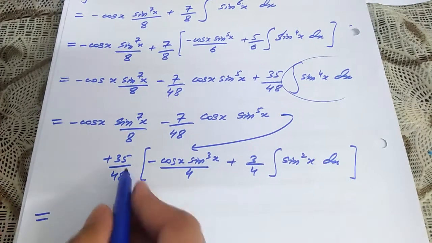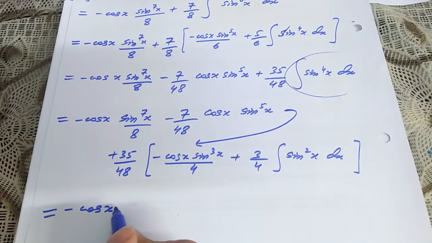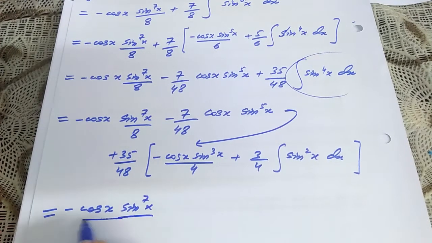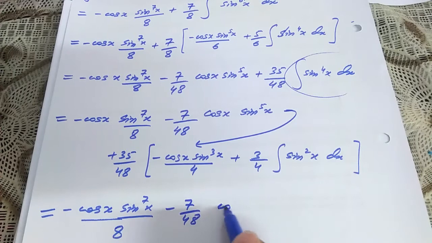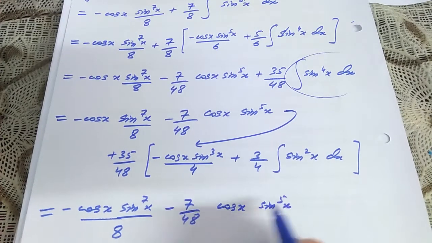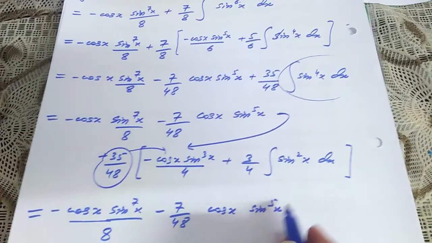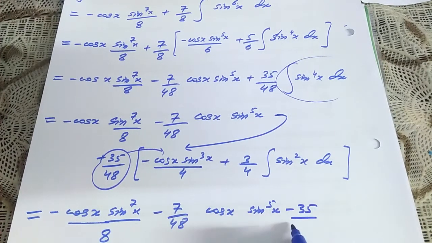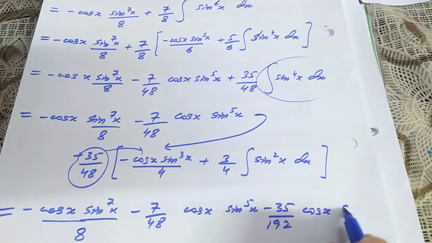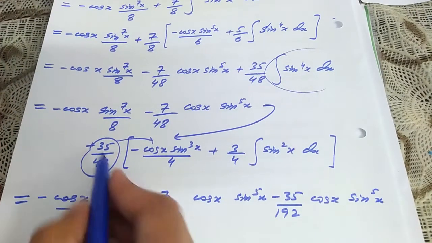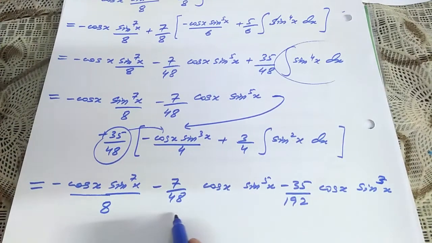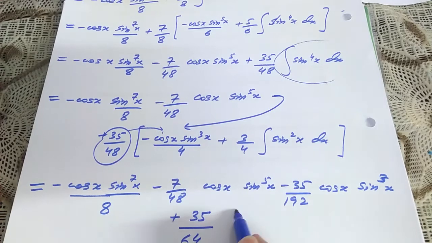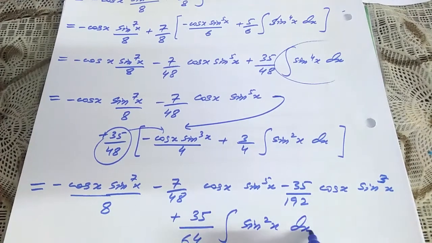Now open this bracket, we'll get minus cos of x sine 7x over 8 minus 7 over 48 cos of x sine 5x. Now multiply this 35 over 48 inside, we'll get here minus 35 over 192 cos of x sine 5 of x and multiply it inside here. This is cube of x. Multiply here inside, we'll get here plus 35 over 64 integration of sine square of x dx.